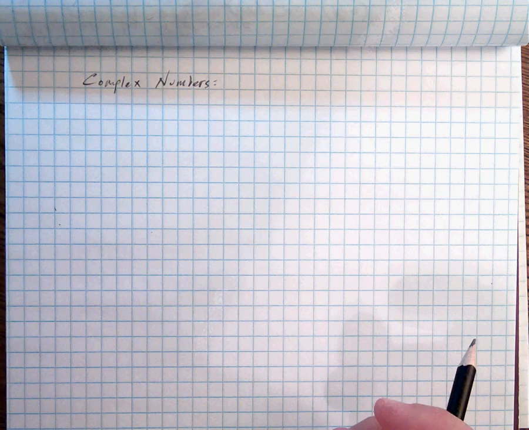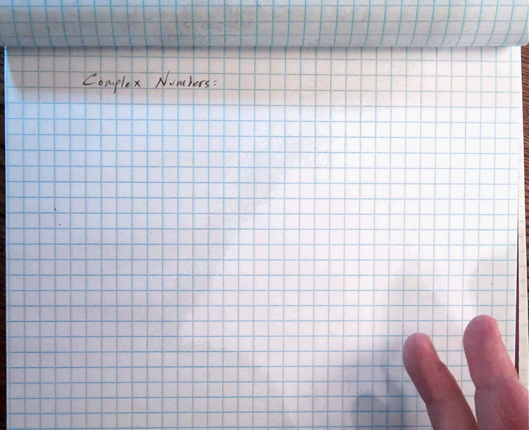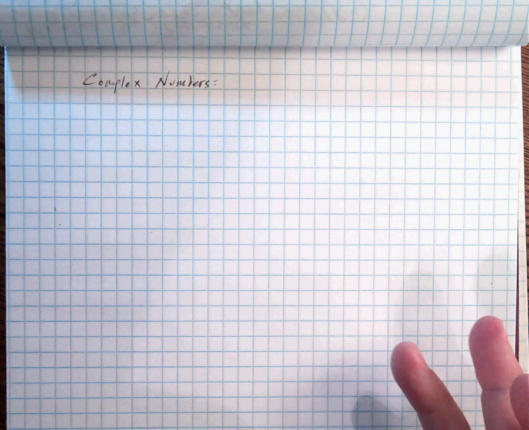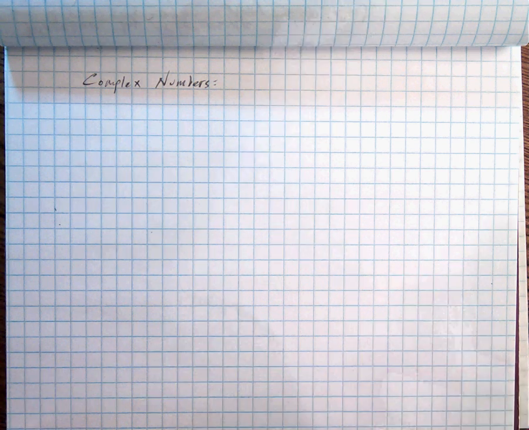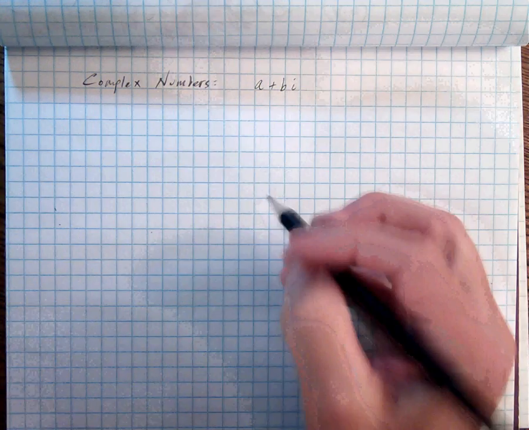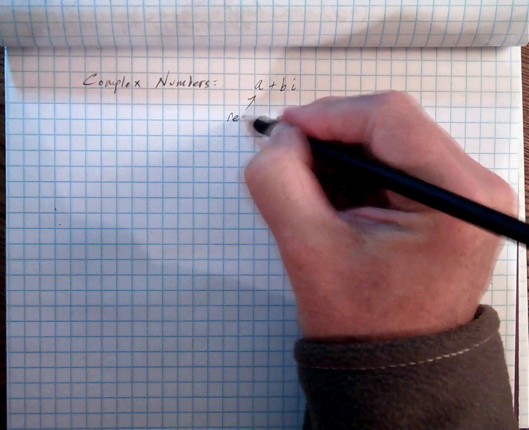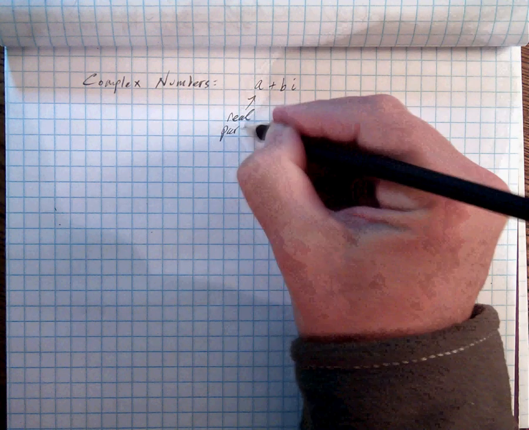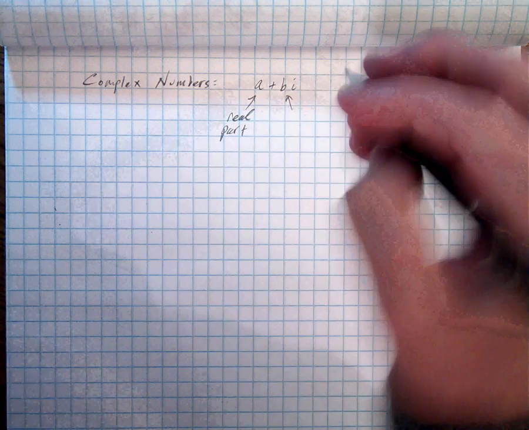Alright, this is a video on the beginning of section 1.4, complex numbers, quadratic equation, and complex number systems. Complex numbers are sometimes called imaginary numbers, but there's really a difference. A complex number is in the form of a plus bi. So a is called the real part of the number, and bi is called the imaginary part.